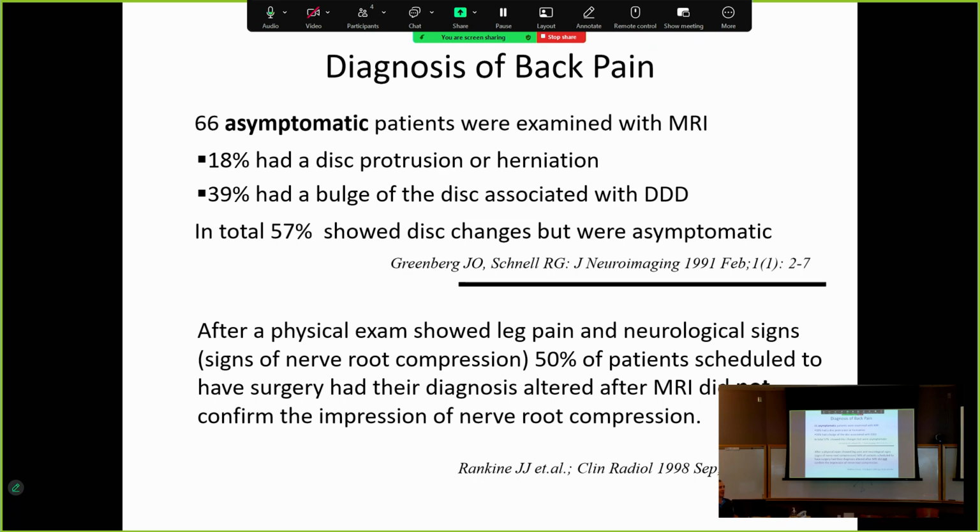Now look at the last one here. Look at the second one. After a physical exam, now these are people who saw a clinician because of pain or symptoms. After a physical exam showed leg pain and neurological signs of nerve root compression, like positive Brudzinski, Kernig, straight leg raise, all these clinical tests we do that if they initiate numbness, tingling, we say, okay, that's a problem. After physical exam showed leg pain and neurologic signs, meaning your clinical differential would be, I'm worried about disc herniation, 50% of patients scheduled to have surgery had their diagnosis altered after an MRI did not confirm the impression of nerve root compression.